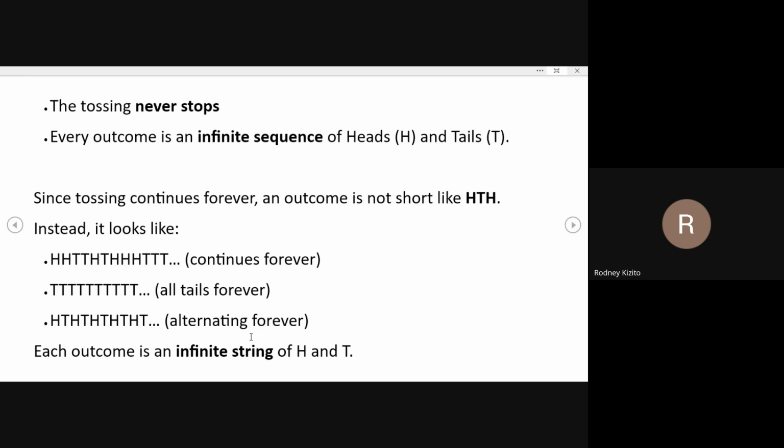Now, unlike question 8, this sample space is not discrete. This is because the set of all infinite sequences is uncountably infinite, meaning the outcomes cannot be listed one by one. Therefore, the sample space is not discrete.